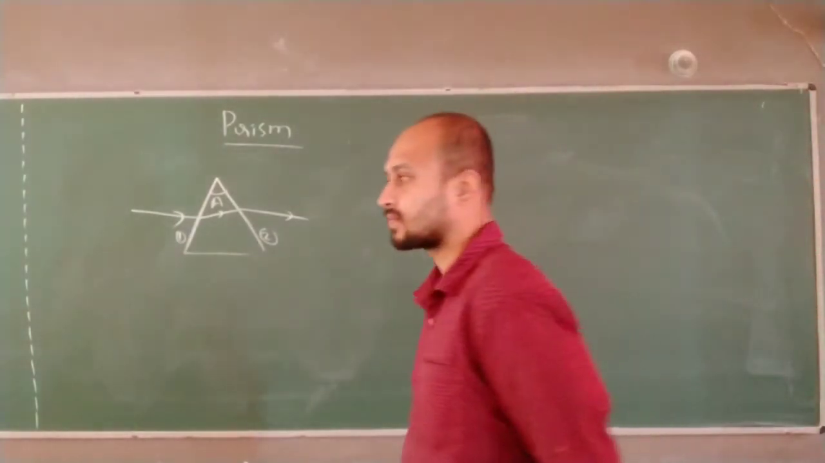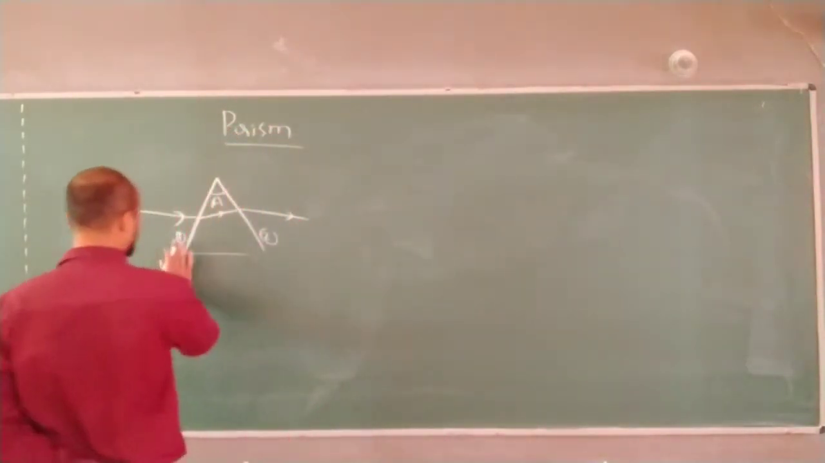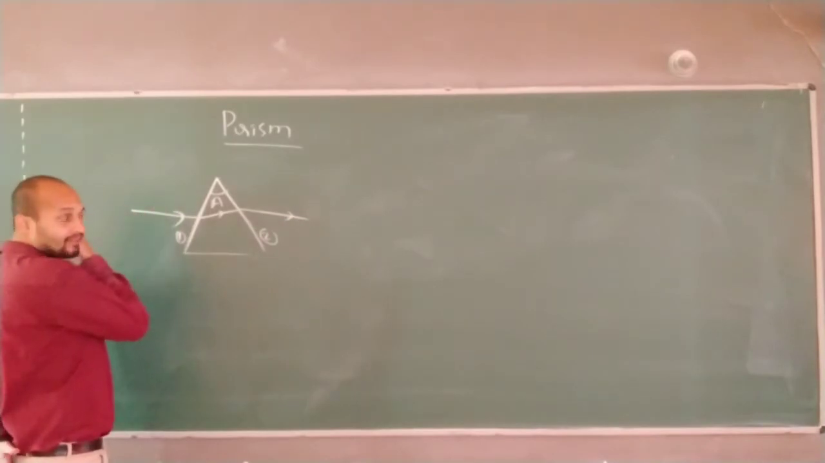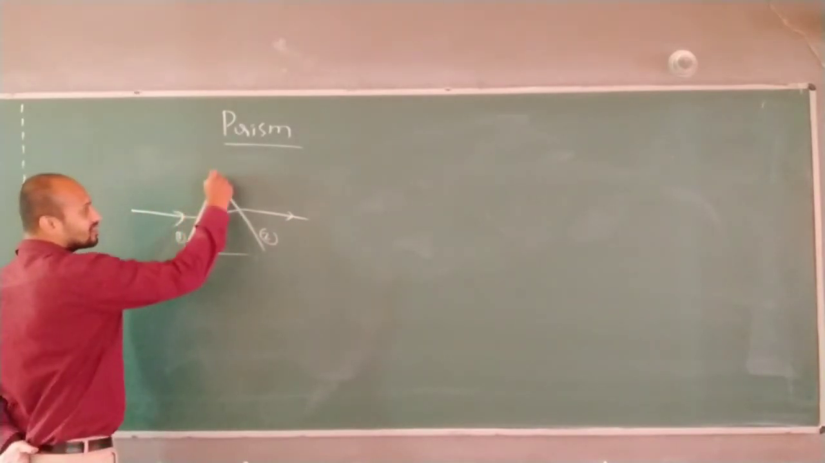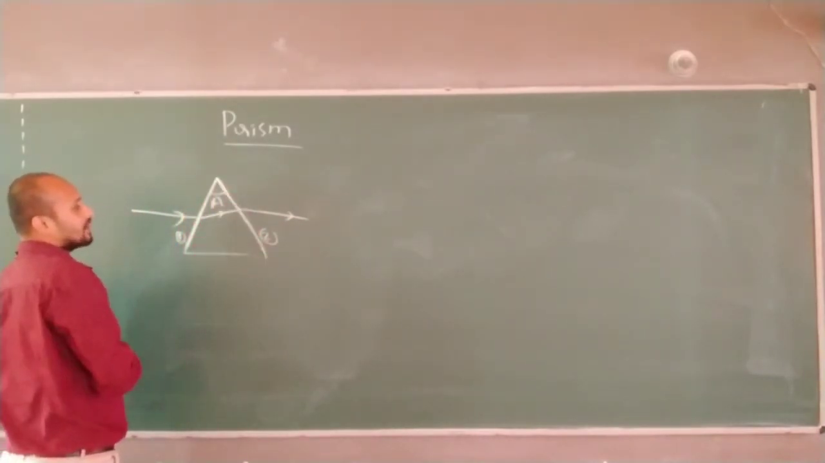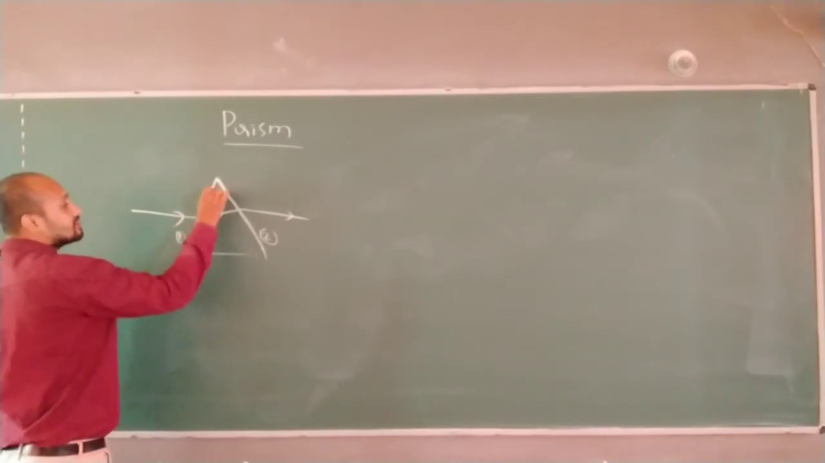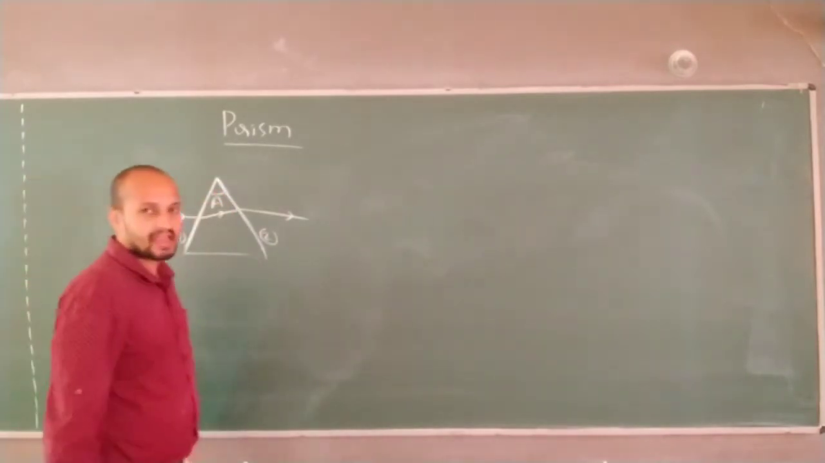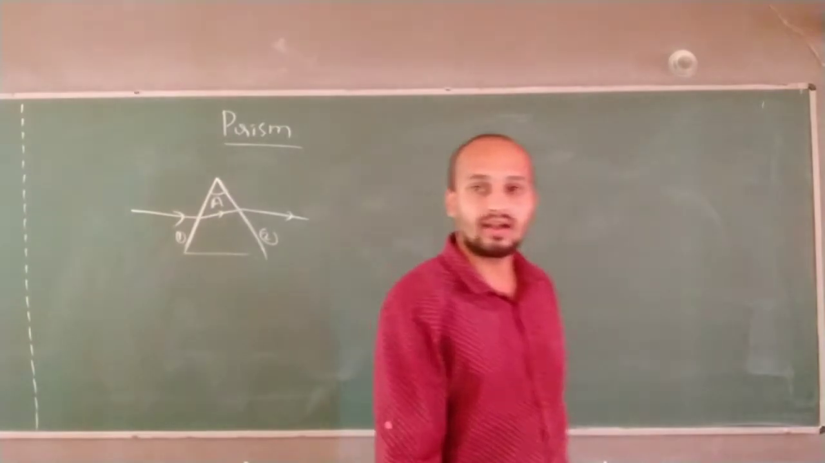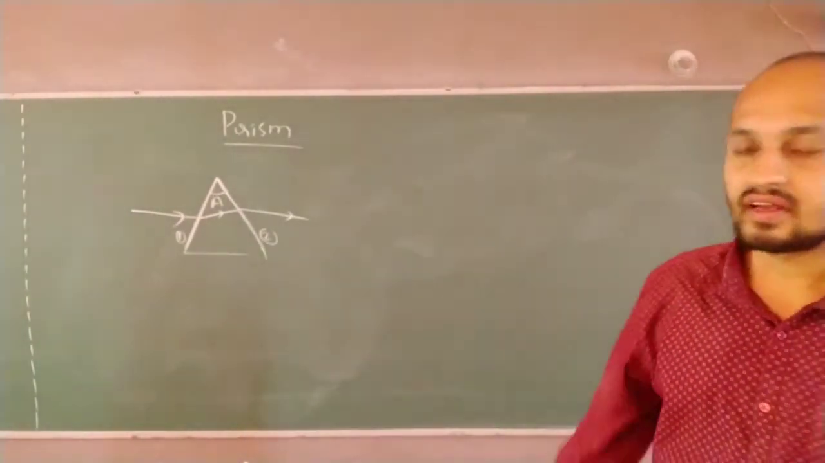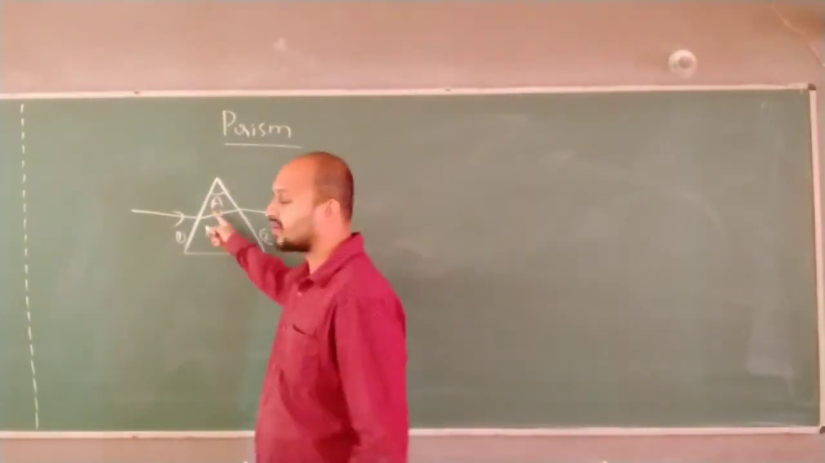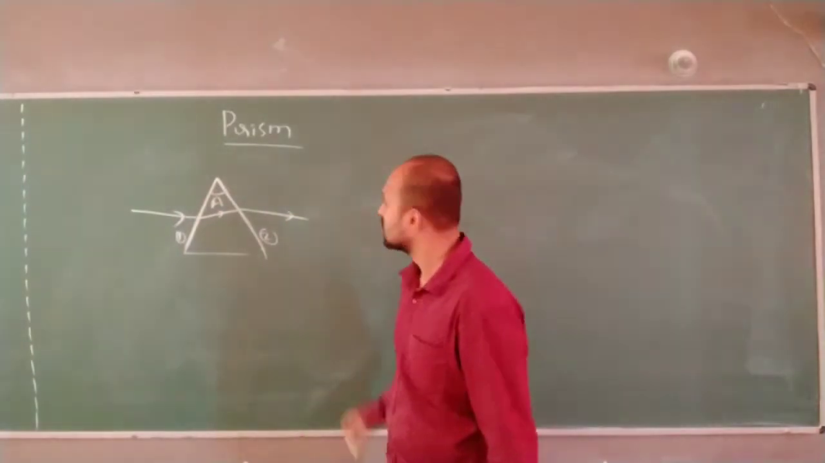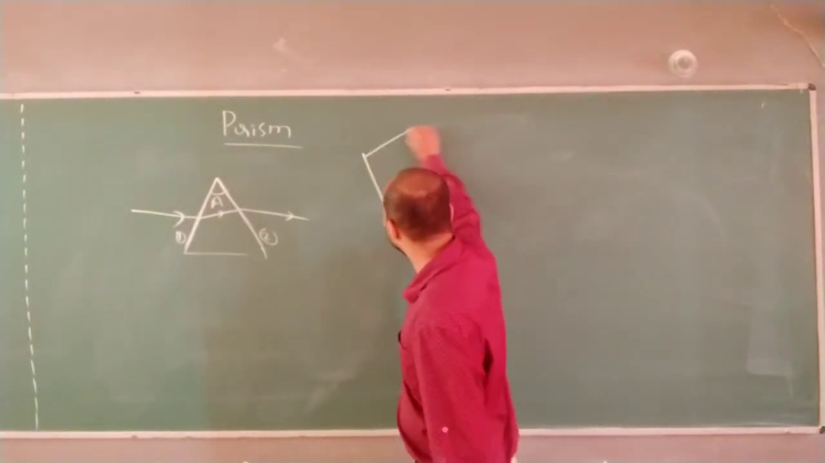of prism. If you find that concept, what is that? When light is traveling through two refracting surfaces which are making a particular angle, let's say A, that angle I call it as the angle of the prism. Now this material will behave like a prism. Correct? Suppose I take one glass slab.